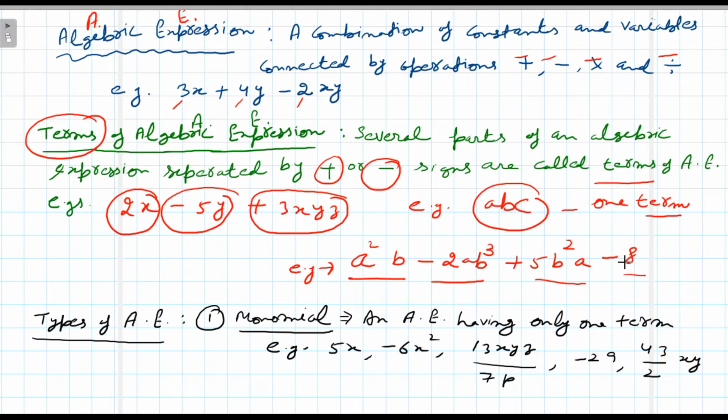Now we will move on to types of algebraic expression. So the first is monomial, in which there is only one term. Algebraic expressions like 5x or minus 6x square upon 2, all these are monomial expressions, right? Monomial algebraic expressions.